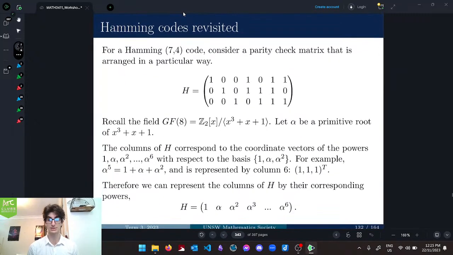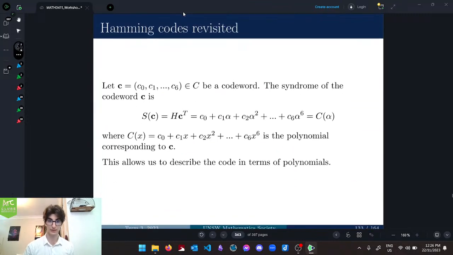So what we're able to do is represent the columns of H by the corresponding powers. That is, we could very well say it is the matrix of just 1, that is 1 plus 0 alpha plus 0 alpha squared, then alpha, which is similar, alpha squared, and so on and so forth, up to alpha to the 6, which would really be 1 plus 0 alpha plus alpha squared.